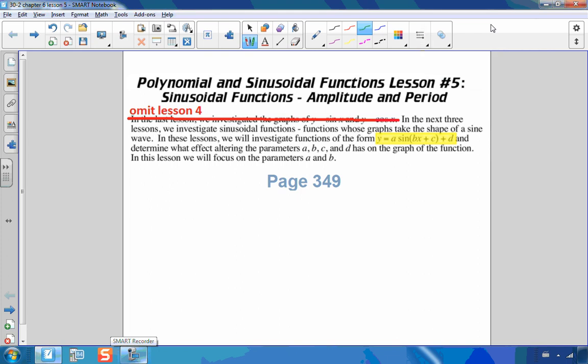Hello, Matthews Gatos here. In this chapter 6, lesson number 5, we're going to introduce sinusoidal functions, and in particular we'll talk about the amplitude and the period. You'll notice that we did not do lesson 4 because it is not part of the curriculum. You do not need to convert between degrees and radians. Everything we will be dealing with will be in radians.